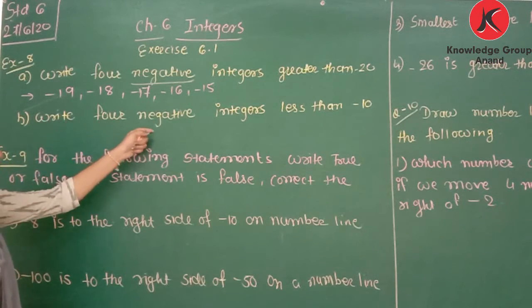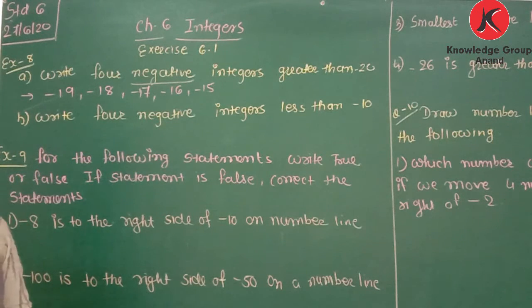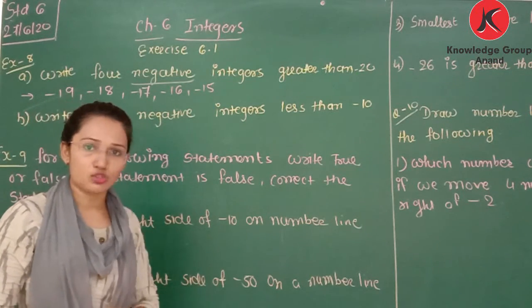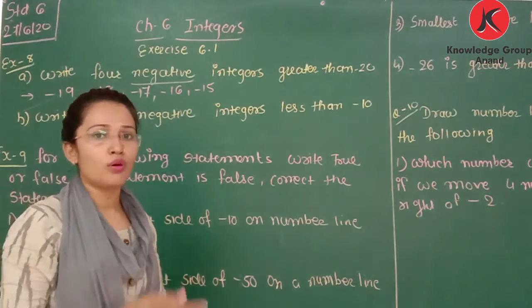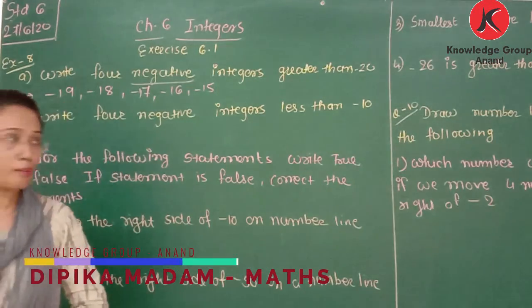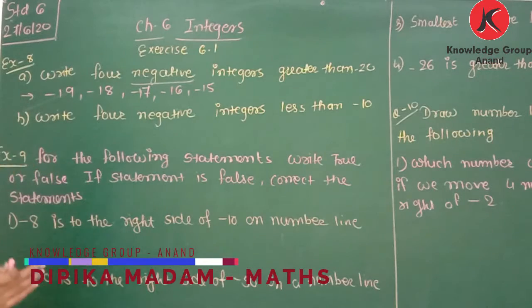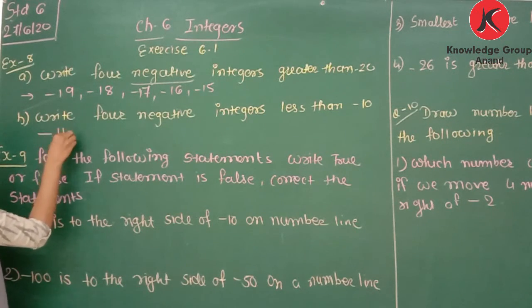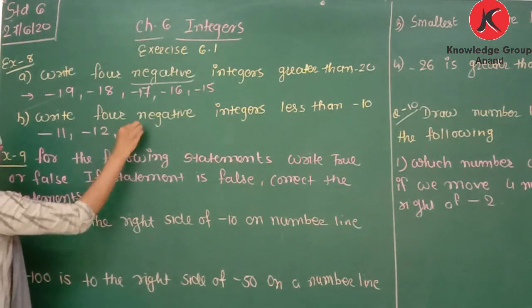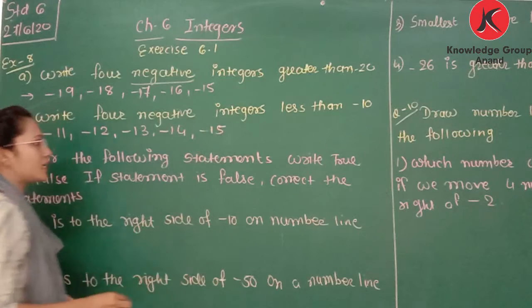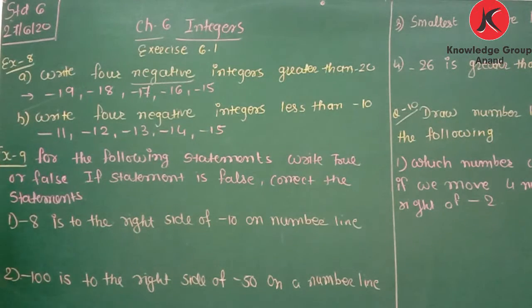Write four negative integers less than -20. Now negative integers that are less than -20. So if you move on the number line to the left side, then you get a lesser number than -20. So on the left side, which numbers are there? -21, -22, -23, -24, -25. These are the negative integers that are less than -20.